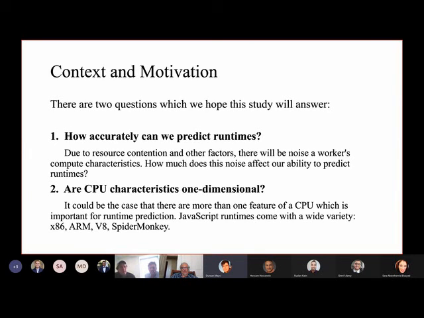Secondly, are CPU characteristics one-dimensional? It could be the case that the fastest CPU always gets the job done fastest, but it could also be the case that certain JavaScript runtimes are better at certain operations than other JavaScript runtimes. Maybe the ARM version of SpiderMonkey is really good at matrix multiplication, for instance.